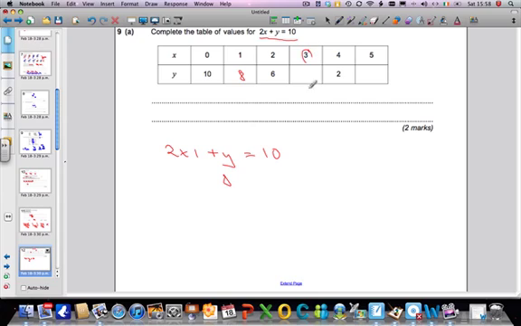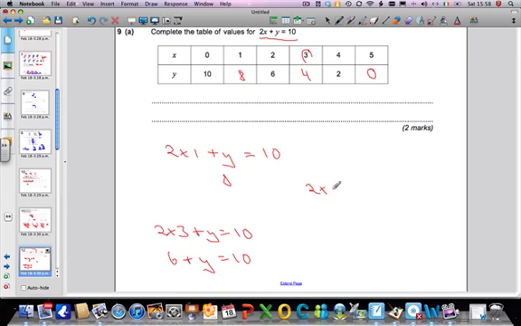What about here when x is 3? We'd have 2 times 3 plus y equals 10. Well, 2 times 3 is 6, so 6 plus y would be equal to 10. That means y must be 4. And you can see the pattern developing already. y seems to be going down by 2 each time. I can guess that that's going to be 0, but let's just double check it.